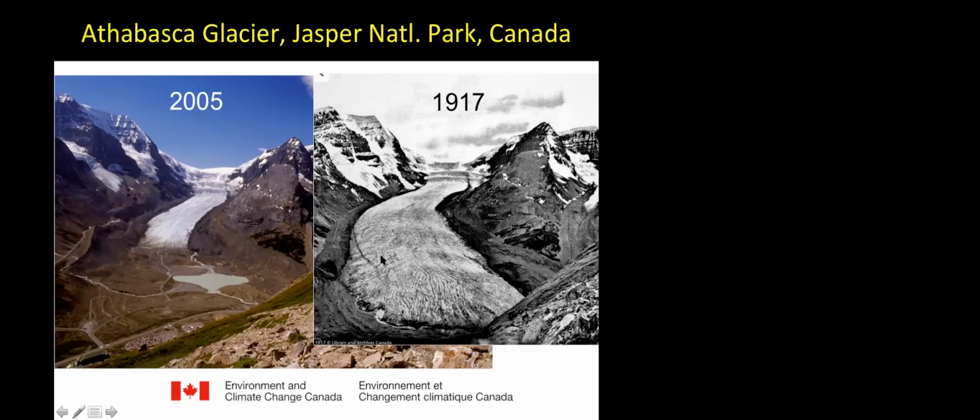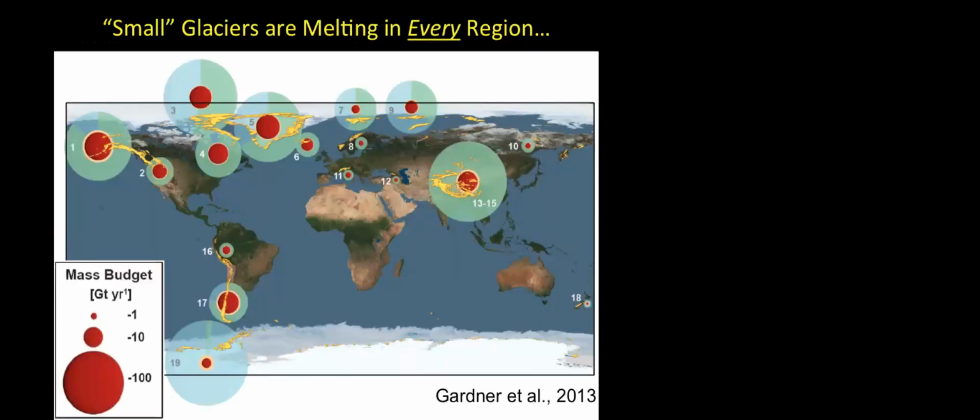And so anytime you see something like this, you should be very curious. Is this a cherry-picked glacier? Is this one that just happens to be melting really quickly? Or is this representative of what's happening around the world? And so for that, we have to do much larger studies. And this is a study that was published in Science or Nature, I can't remember which one, back in 2013 by Gardner and colleagues, showing that every red dot here represents glaciers losing mass.